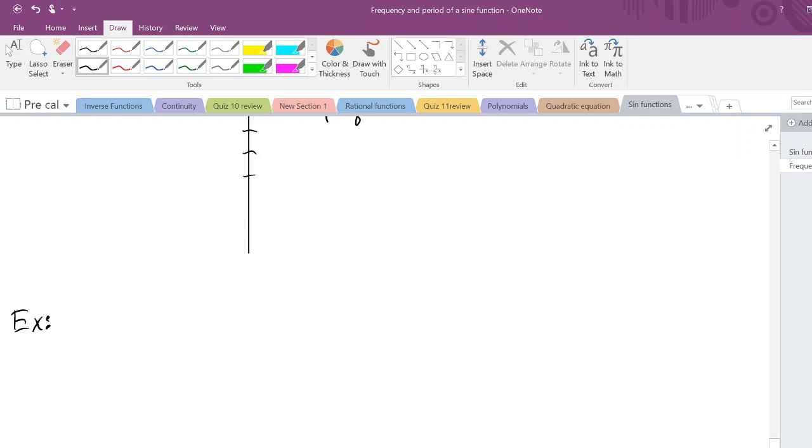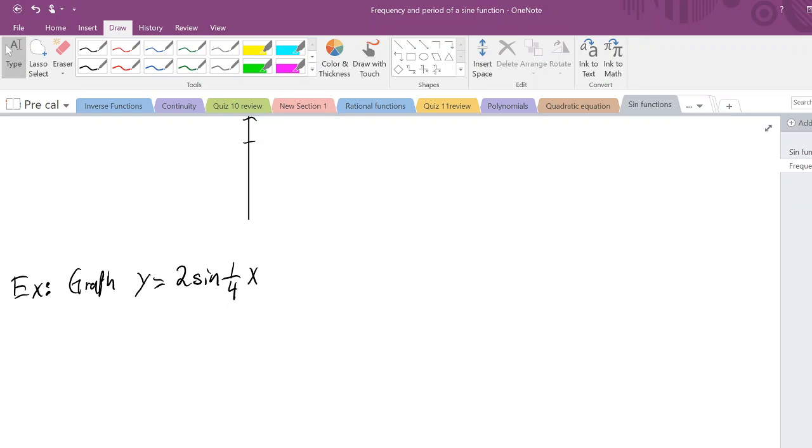All right, I have graph y is equal to 2 sine of 1/4 x. All right, let's do our variables. Let's figure this thing out just little by little. Let's take our steps. It might take longer, but this will not get you confused.